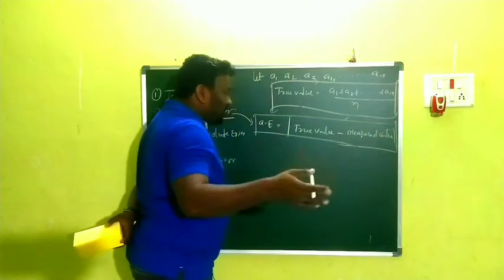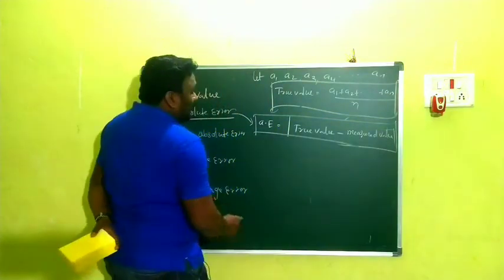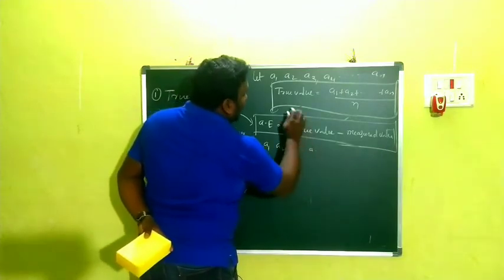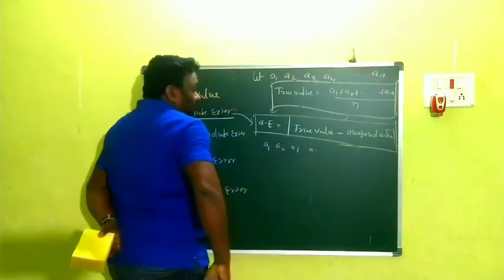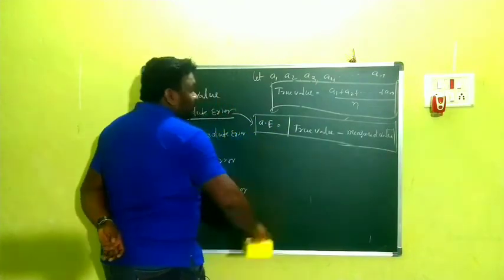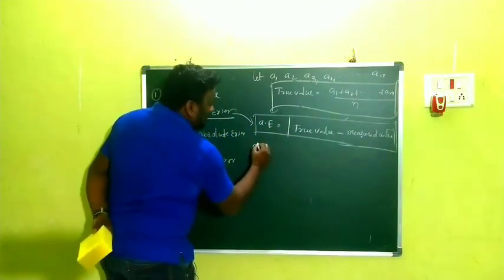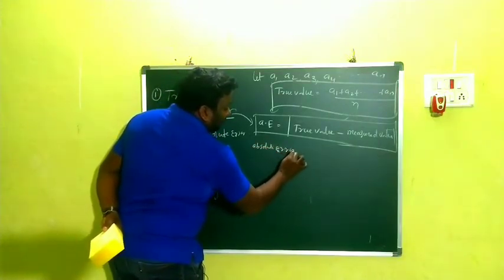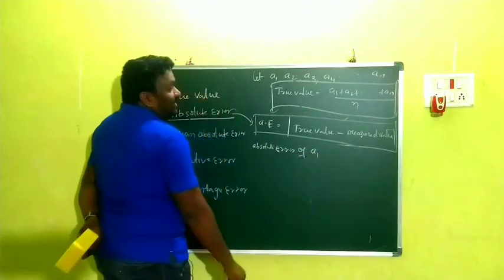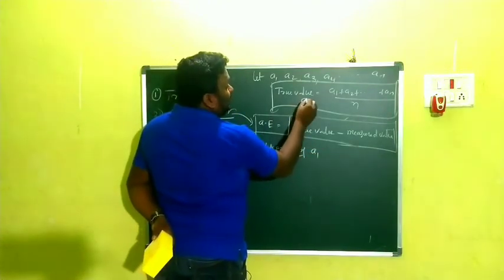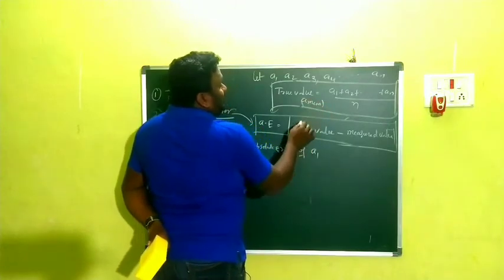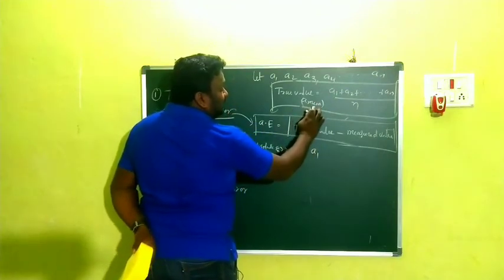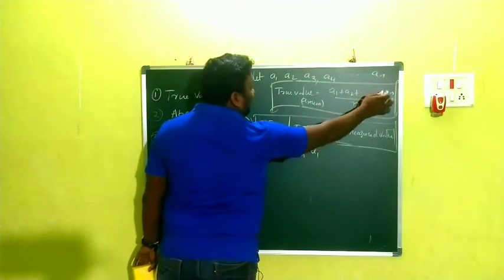Clear? For example, if you want more clarity, already I told you, we have A1, A2, A3, A4 and so on. Then here I am writing the absolute error of A1. How can we write? True value is A mean, nothing but the average of all these. A mean is equal to A1 plus A2 plus and so on, An, divided by N.